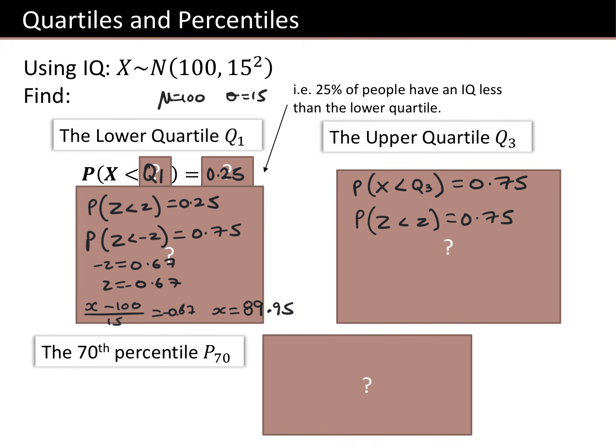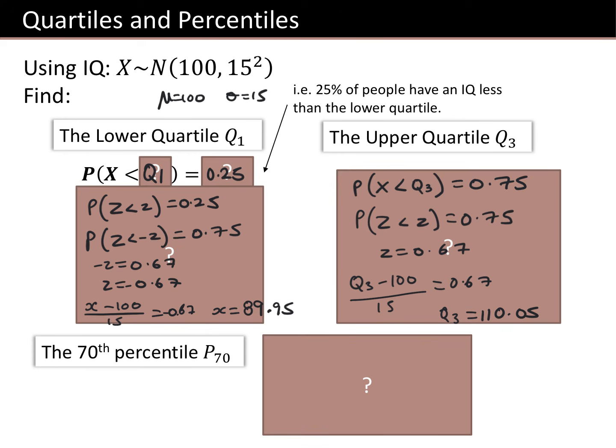0.75. Z equals 0.67. So to find our upper quartile, I know I've been putting X, but you're going to do this minus 100 over 15 equals 0.67. So our Q3 equals 110.05. Okay, now what you notice as well is you didn't actually have to do this because we know the mean's 100. Our lower quartile, we're taking away 10.05. So what we could have done is just do 100 plus 10.05 to find our upper quartile. Okay, but it's all right.